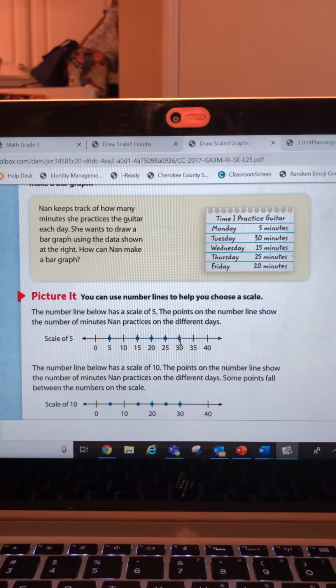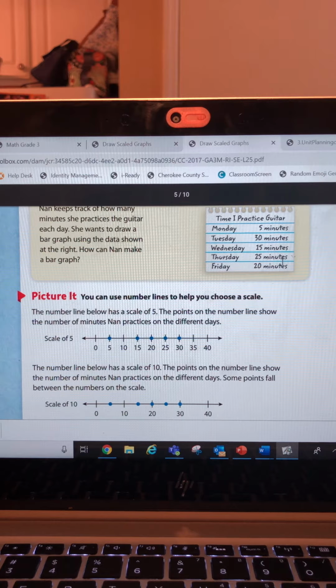So I noticed a difference between the two lines. Do you guys notice a difference? I noticed that the dots on this number line had a home, and the dots on this number line were kind of in between the two tens. Did you guys notice that? So I may choose a scale of 5 to be as accurate as possible. So that's one strategy we can use when we're trying to take data like this and put it into a bar graph. So you can use a number line.